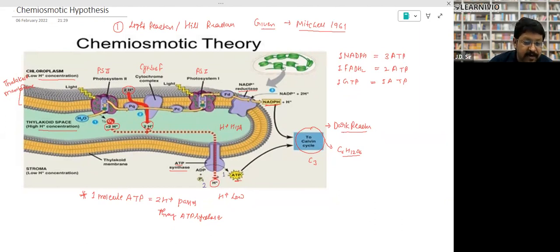Is that clear? So one molecule of ATP will be produced when two hydrogen ions pass. This theory explains how the formation of ATP takes place due to transfer of electrons. This is called chemiosmotic theory. This ATP which is produced over here is utilized in the Calvin cycle, or dark reaction, or C3 cycle. The NADPH which is produced over here is also utilized in the Calvin cycle. So the products of the light reaction are NADPH and ATP. Why is it made? Because it has to be utilized in the Calvin cycle.